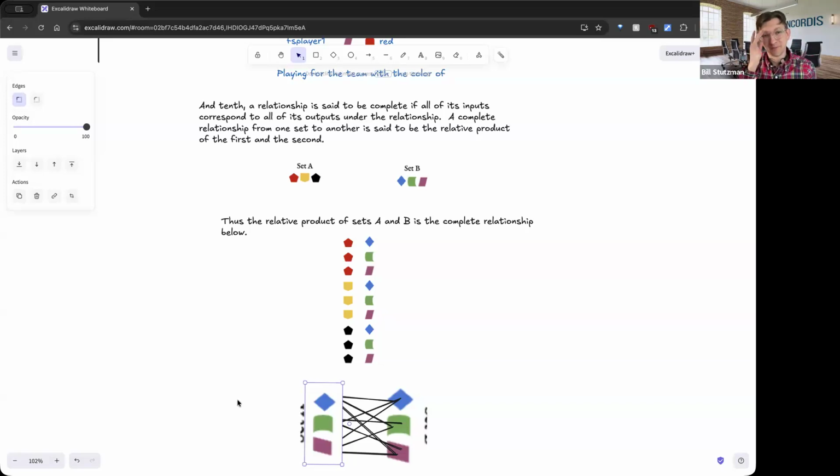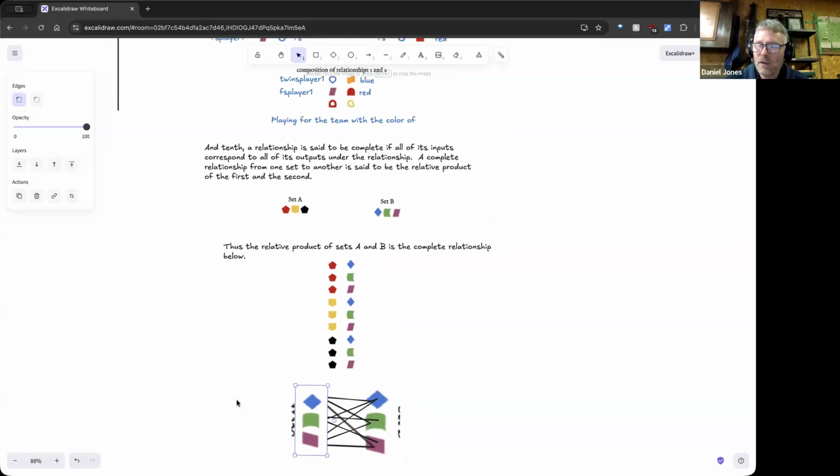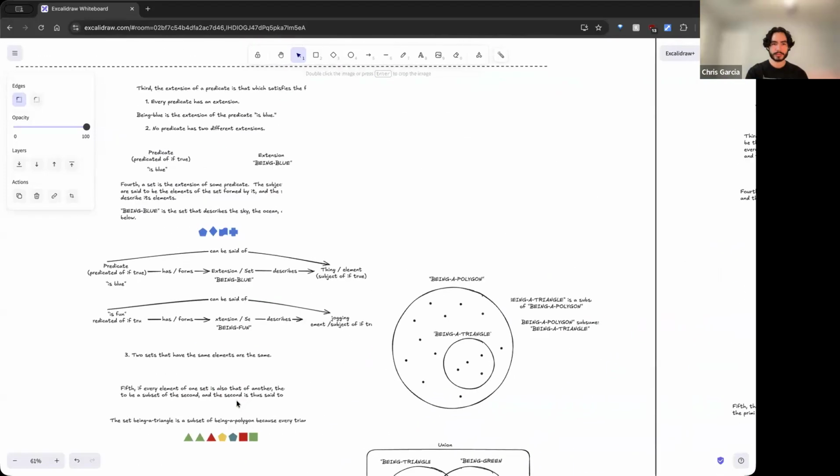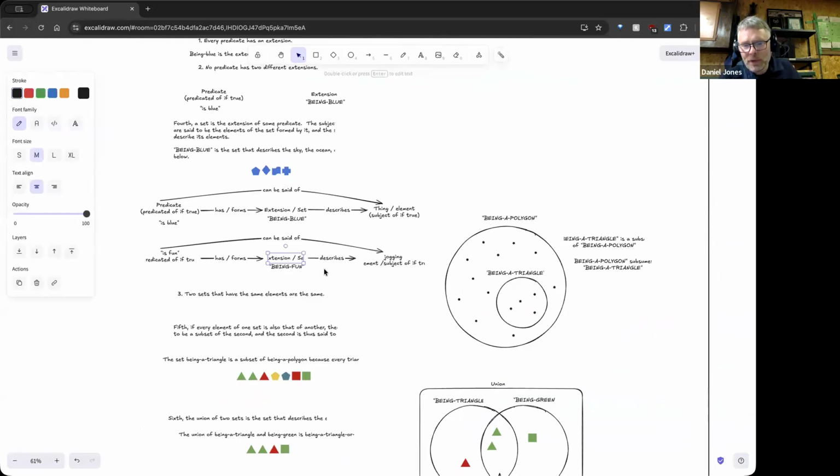And that completes book the second. That is all the fullness of relationships. Chris, anything you want to close it up with?